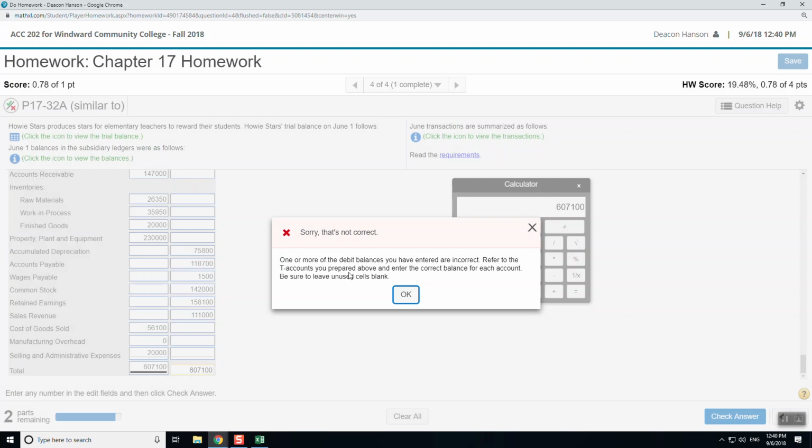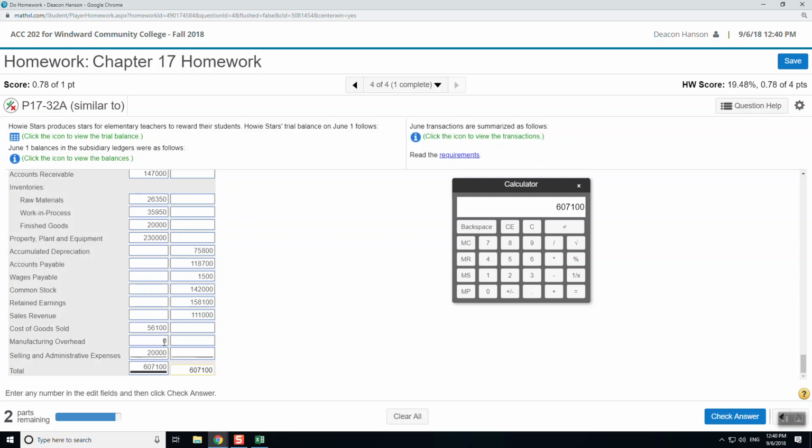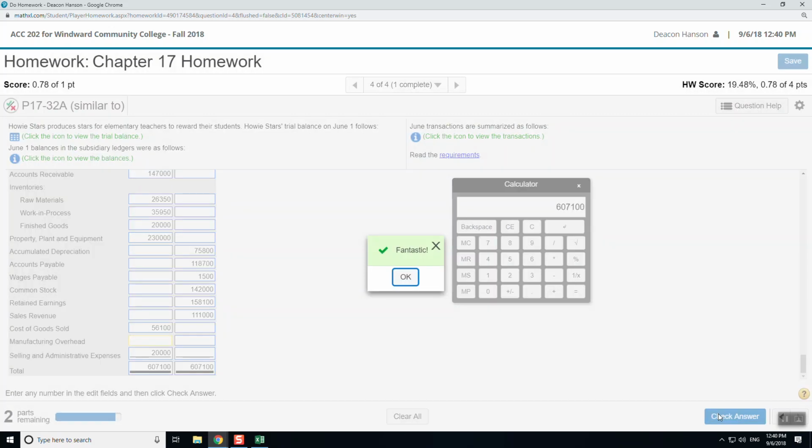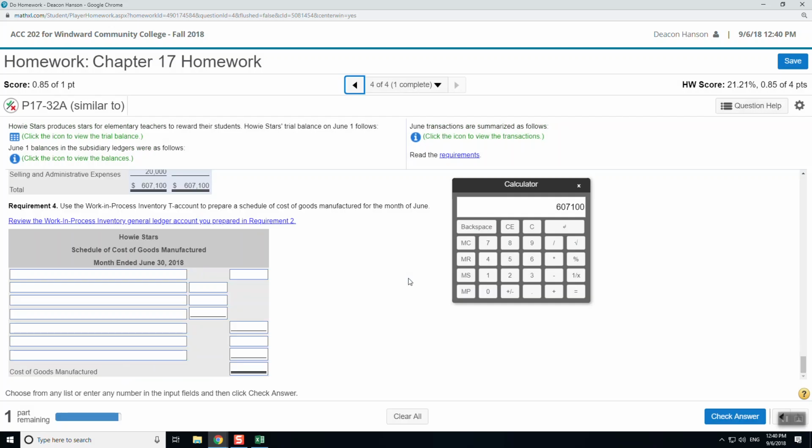Okay, one or more of your debit balances you have entered are incorrect. So what it's saying is, refer to the T accounts you prepared above and enter the correct balance for each account. Be sure to leave unused cells blank. I think I know what I did. It didn't want the 0. It's an unused cell. Leave it blank. So sometimes you get it wrong and then you click it off real fast because you don't want to look at it. But sometimes it helps to read what the mistake is because then it tells you where to go look. And it was in that last sentence, right? So you kind of need to read the whole thing.